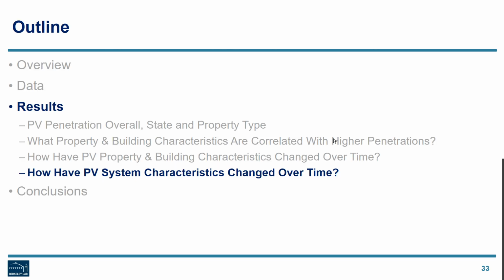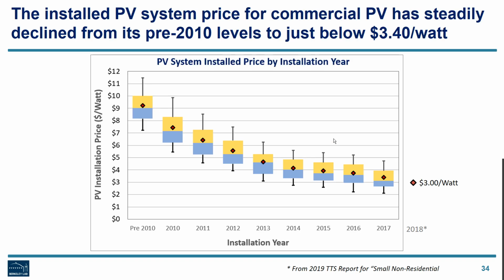Finally, the last section I'd like to talk about is how PV system characteristics have changed over time. We all know that there has been a precipitous drop in the price of solar over time. You can see that within this particular data set as well. In fact, I've added in a 2018 data point because I was able to get it, which shows a continuing of that drop to $3 a watt from what was 2017's $3.40 a watt.